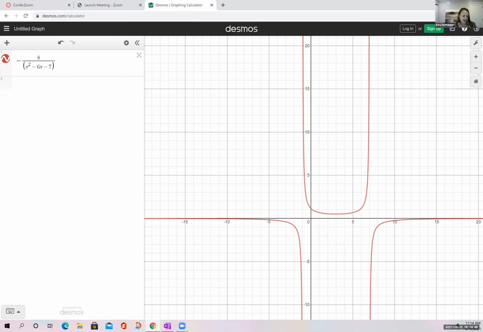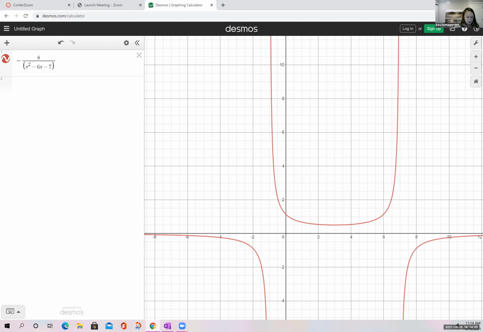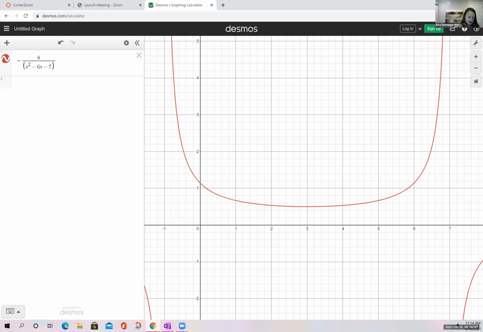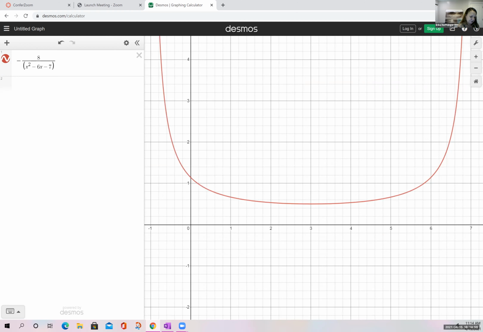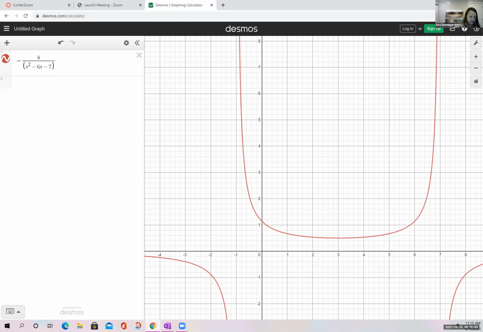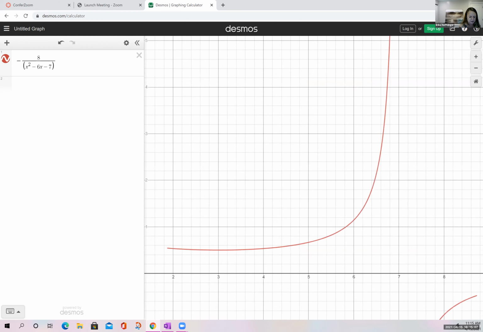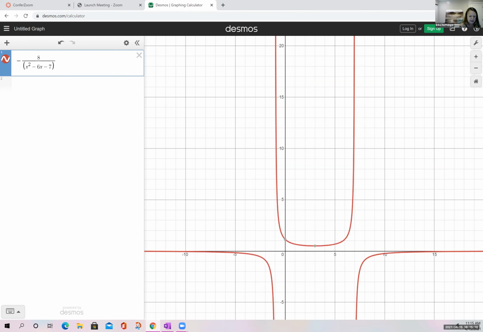So if you look at it, you can see that we got the exact same graph that never crossed the x-axis. It looked like a parabola shape in here. X equals 3 is where the minimum is going to be. Our horizontal and vertical asymptotes: vertical at x equals -1, x equals 7. Horizontal asymptote at the x-axis.